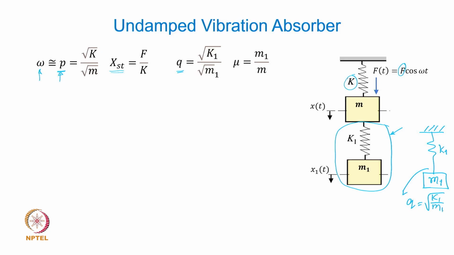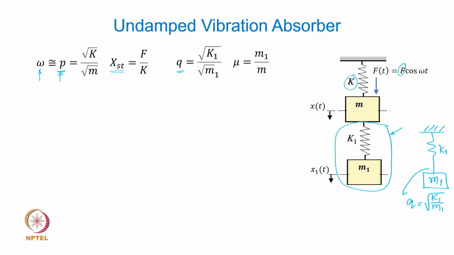Okay, the moment I attach, there is nothing like p and q separate. Both of them together is now a 2 degree of freedom system, which will have its own natural frequencies. Okay, so there will be p1 and p2, or omega n1 and omega n2, those two natural frequencies of a 2 degree of freedom system.